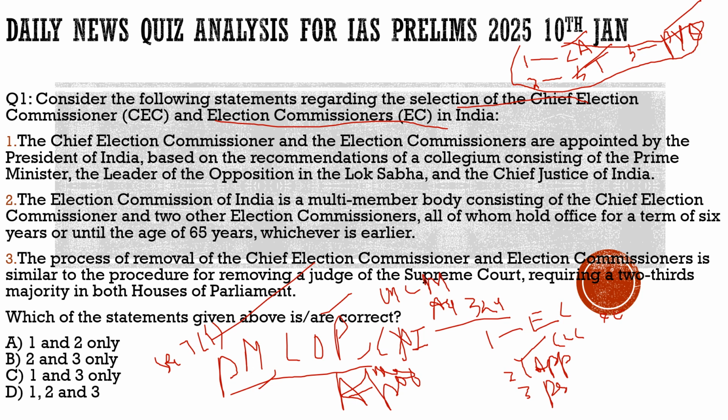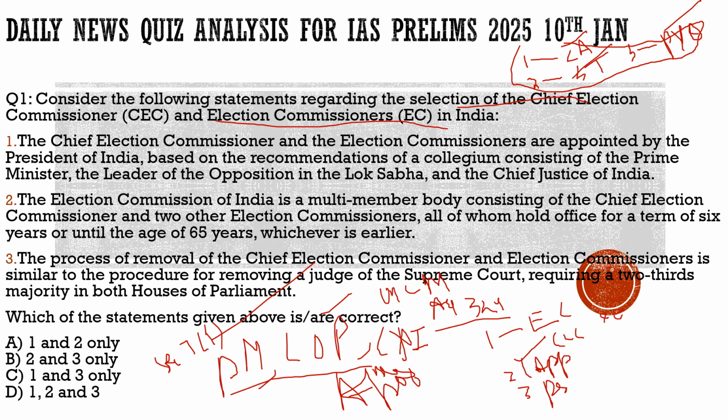Here we need to know who the current members of the panel are. It is the PM, the leader of opposition, and the union cabinet minister appointed by the Prime Minister. With this, I hope you have got the basic idea about why we brought this question and what the need of this question was, and let's try to solve this question now and get more idea about the election commissioners and chief election commission.